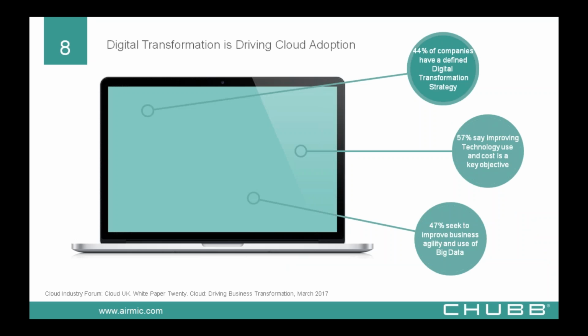Turning to digital transformation for a moment, I want to look at where we're at today. Based on the Cloud Industry Forum's recent Cloud UK white paper, where they polled companies of varying size and industry, 44% of companies have now defined a digital transformation policy. Not shocking. 57% say improving technology use and cost was a key objective for this year. And 47% seek to improve business agility and use of big data.